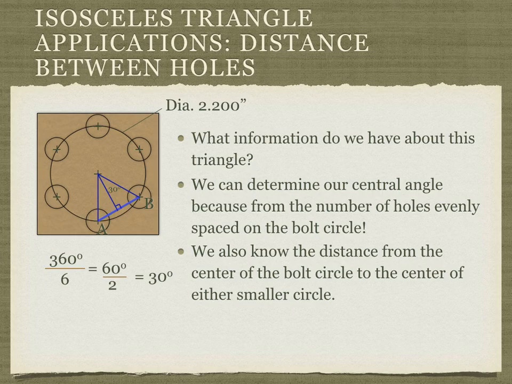We also know the distance from the center of the bolt circle to the center of either small circle. That's the radius of our triangle, half of 2.2. So if we divide that, we find that the radius is 1.1. That's the distance between the center of the bolt circle and either the center of circle B or circle A.